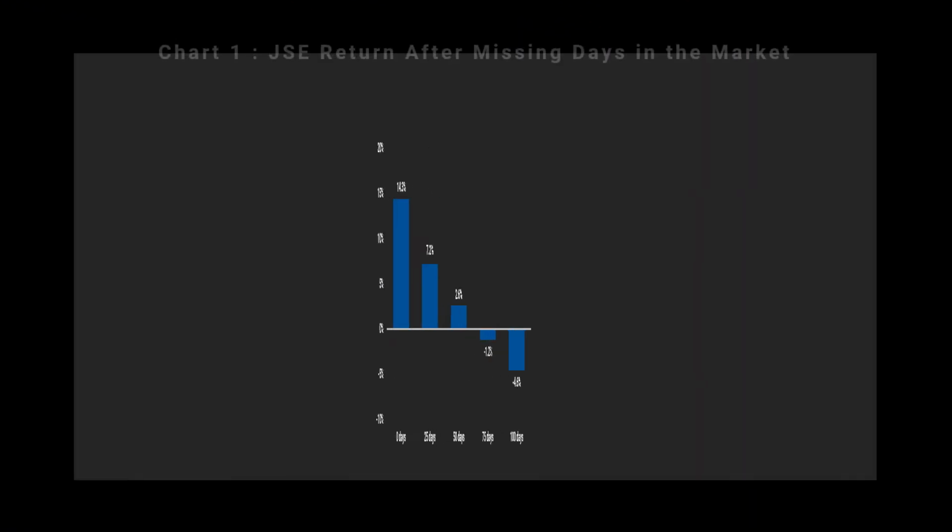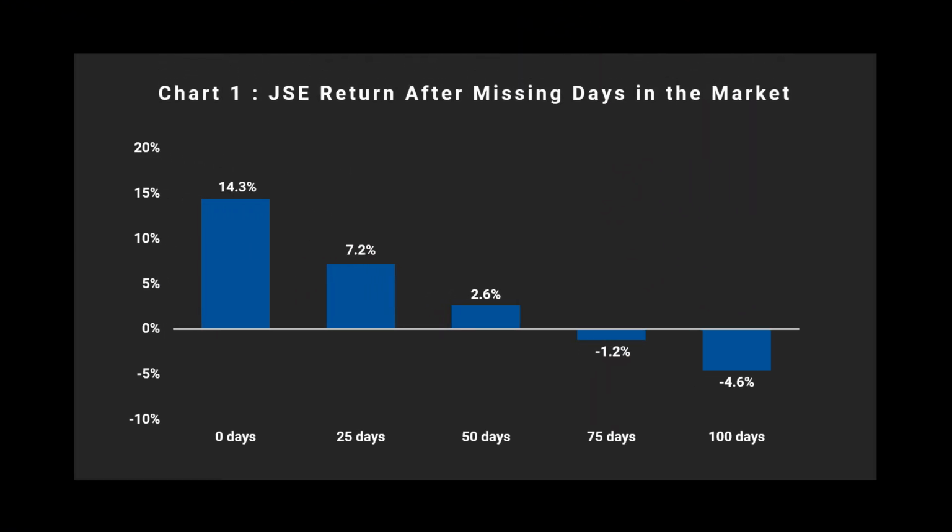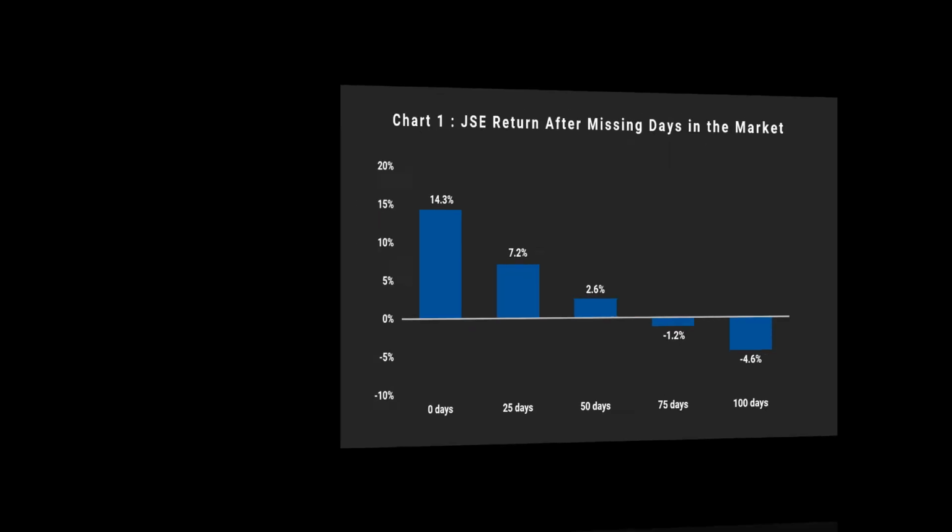As you can see in the chart that shows the daily returns of the JSE All-Share Index over the last 20 years, if you miss the best 25 days, it actually halves your return in comparison to when you don't miss any of those 25 days. Missing even more days would drastically reduce the return that you will get over that period.